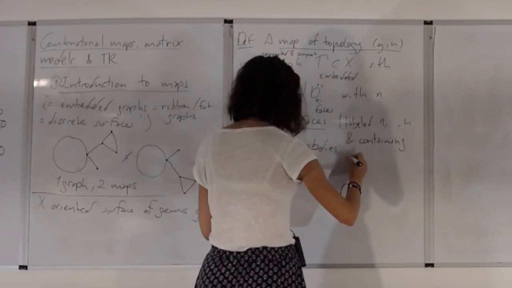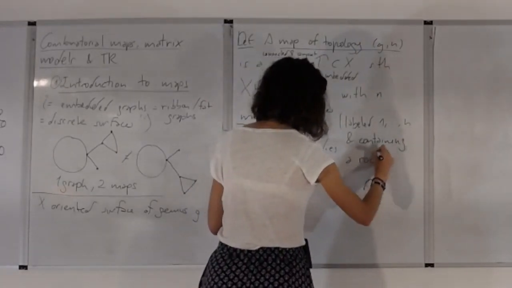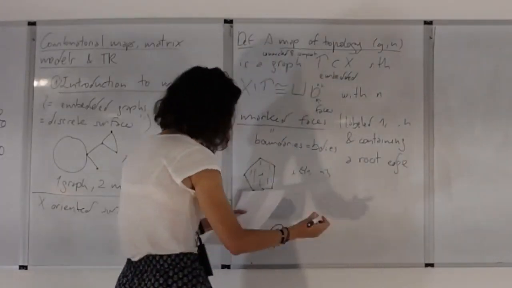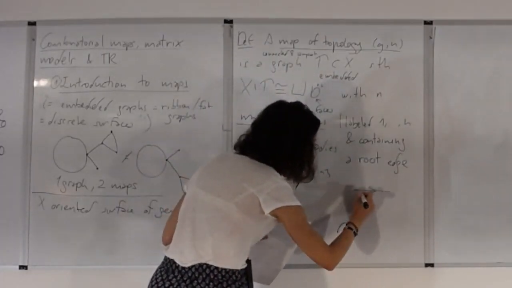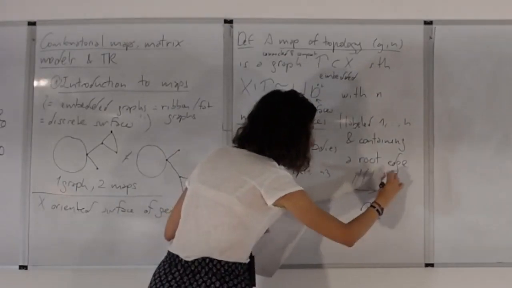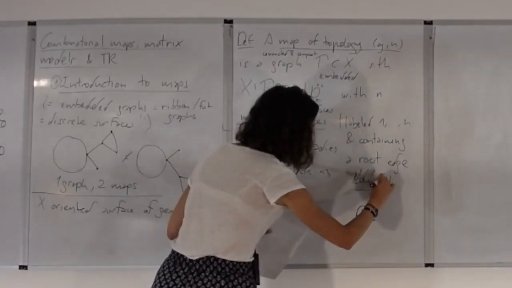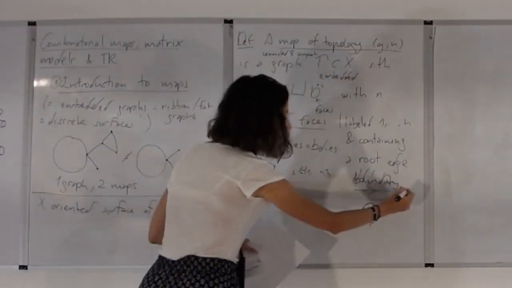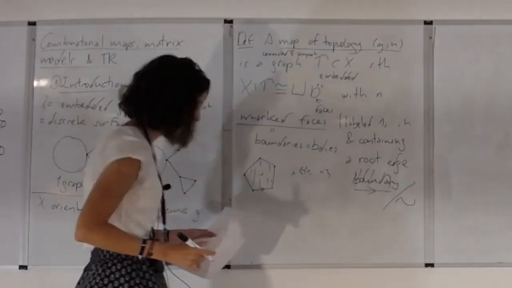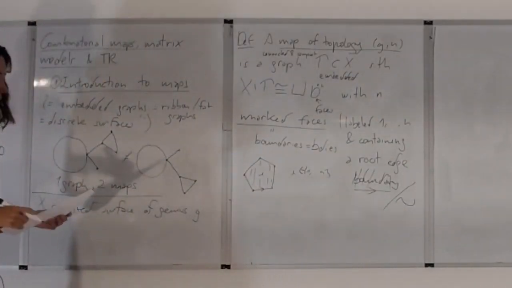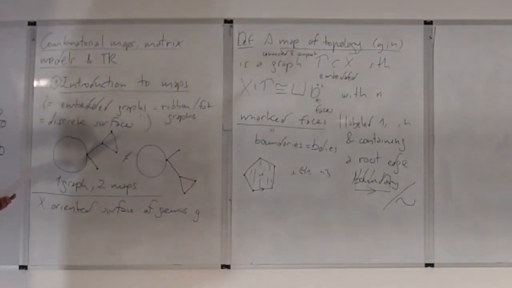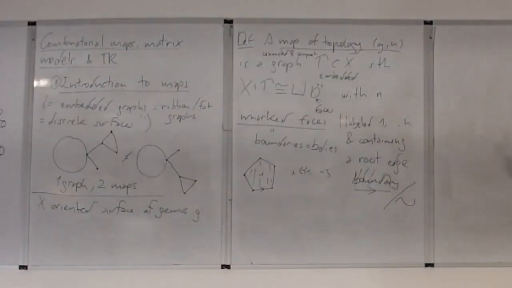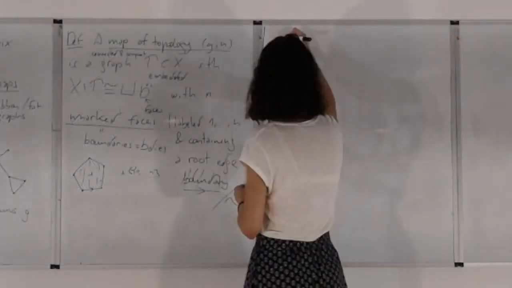So containing a root. The root is this marked edge. And the picture is like this. This should be the boundary on the left. Okay, and all this is up to isomorphism. So now I should say when two maps are isomorphic, and then I will go to the example. So if something is not clear, you should clarify it.